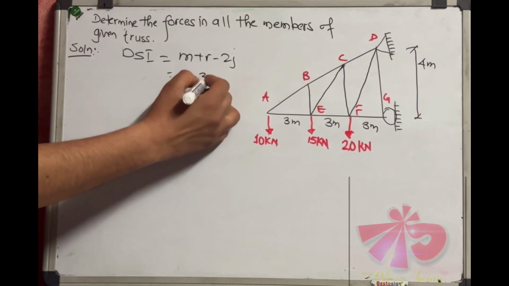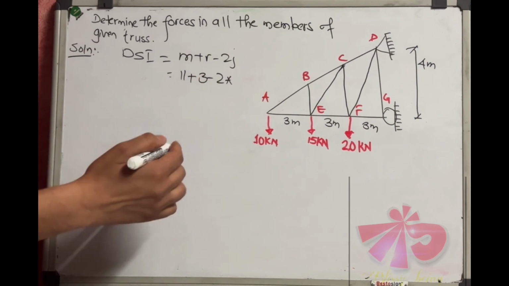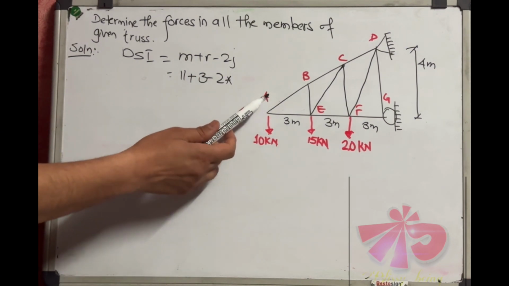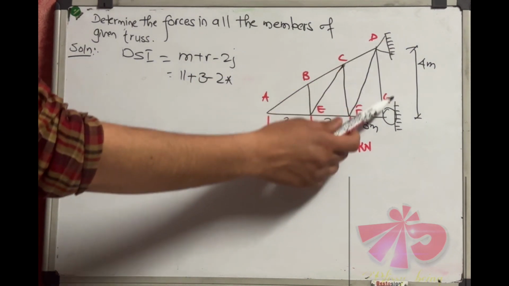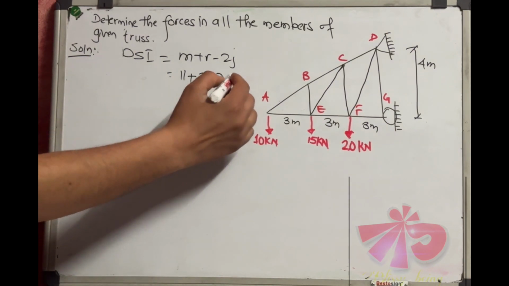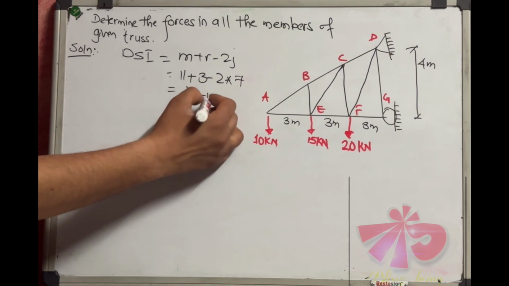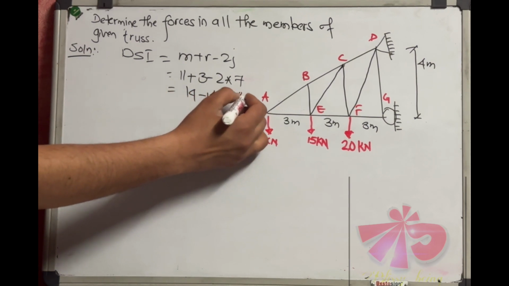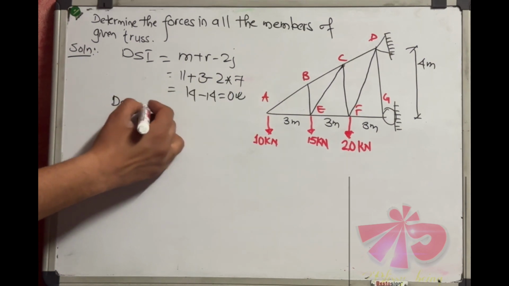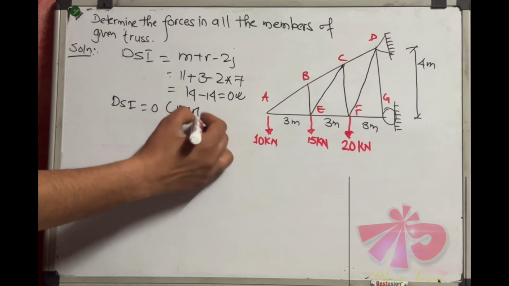So that will be 3 minus 2 into the number of joints. How many joints are there? 1, 2, 3, 4, 5, 6, 7. So there are 7 joints. So 14 minus 14 is equal to 0. Since the degree of static indeterminacy is 0, it is a perfect truss, right?